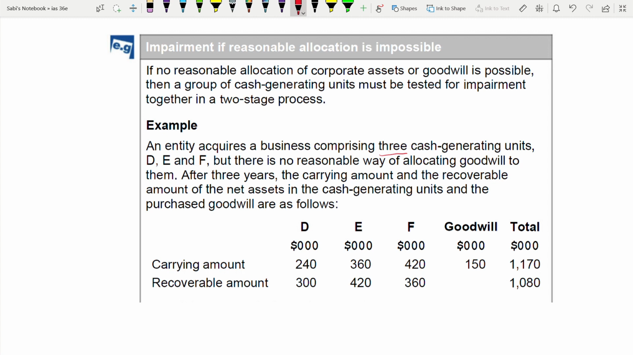Now there are two steps that you need to follow here when you cannot allocate goodwill to the CGU. And you need to remember this. What is step 1?